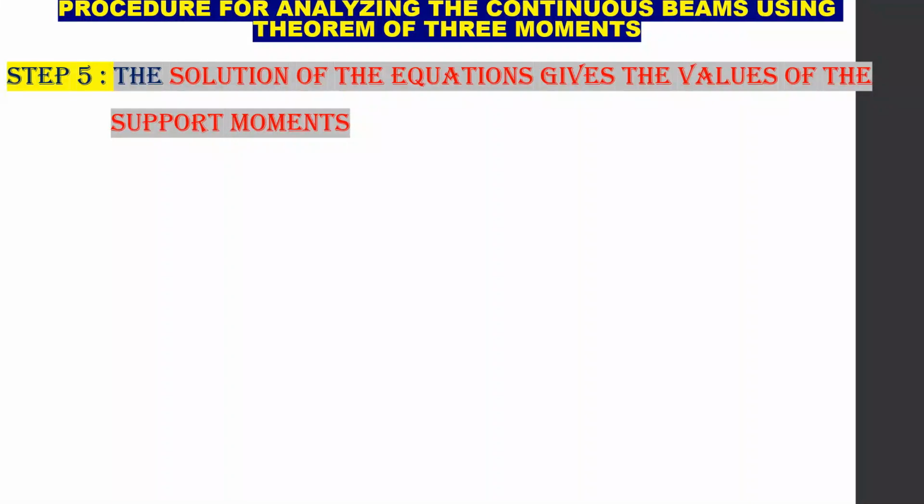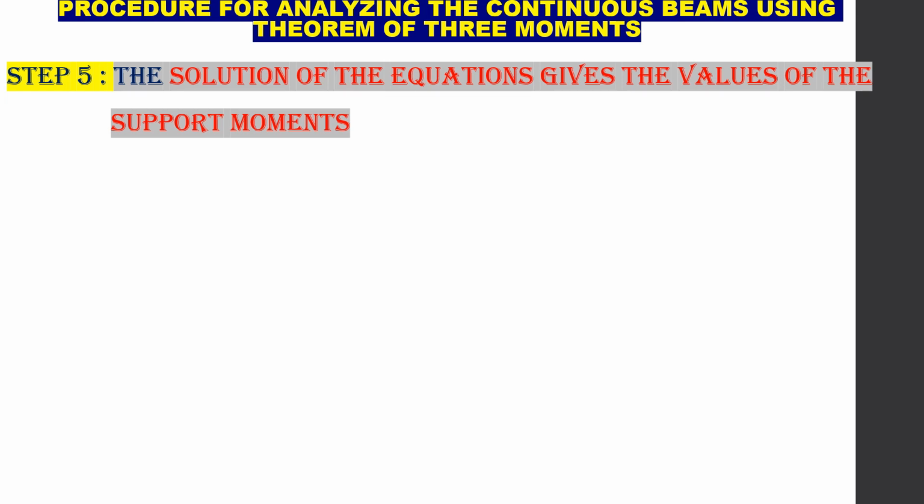Now our fifth step is the solution of these equations, which gives the values of the support moments. The number of equations depends upon the number of spans and the number of support moments to be determined. If you need to determine 4 support moments, you should have 4 equations. That means there should be 5 spans. If there are fewer than 5 spans, you will add a dummy span.